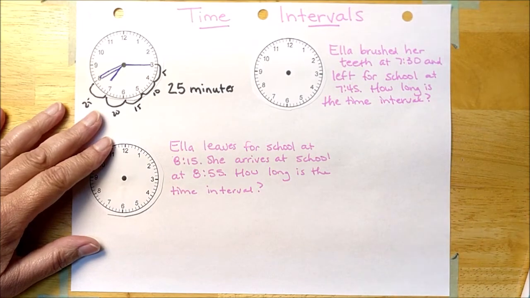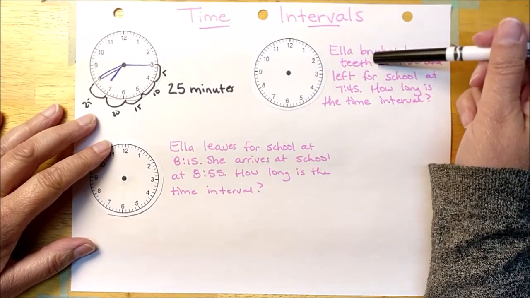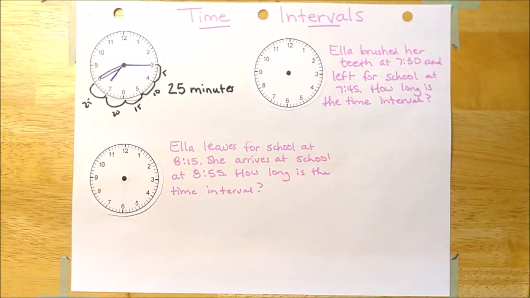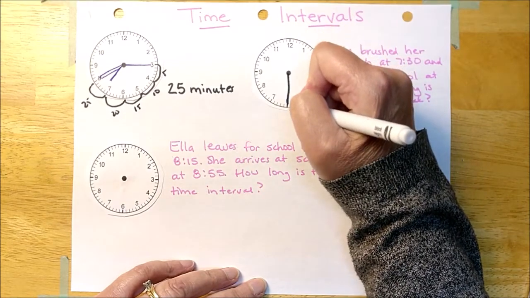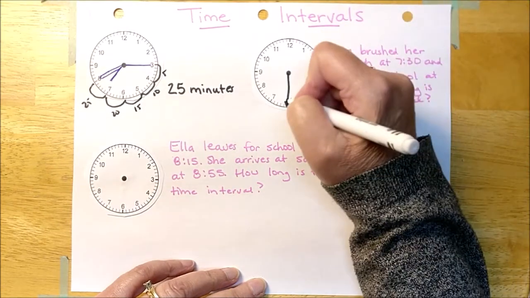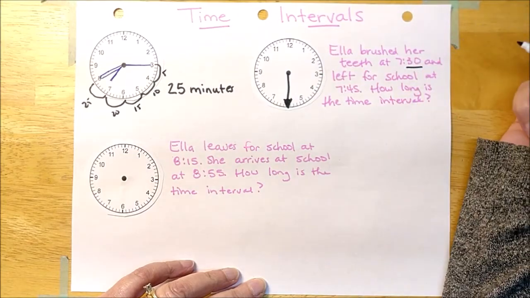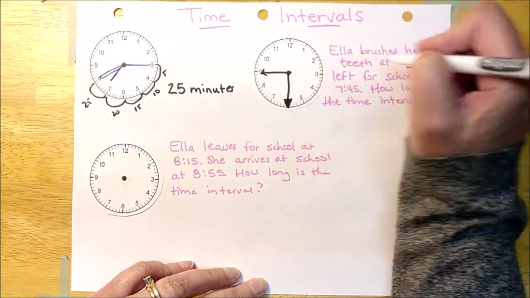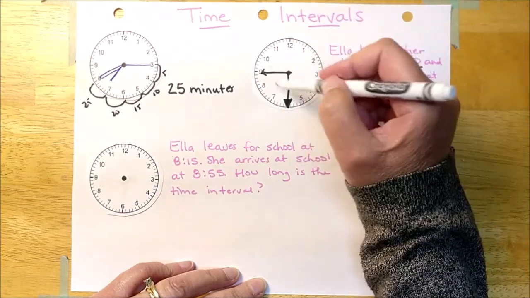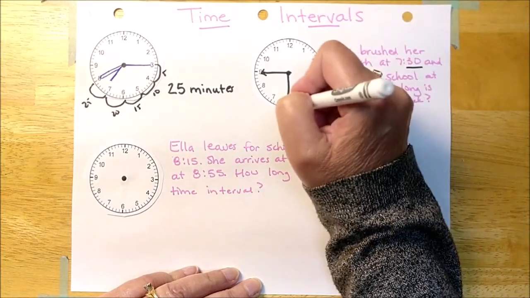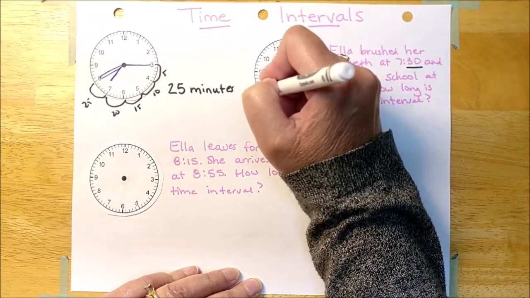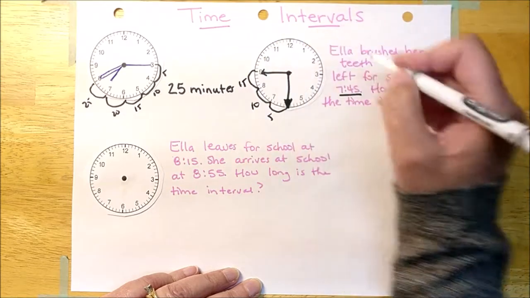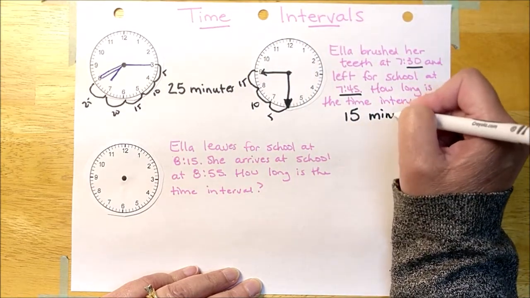I have a couple more questions like that. Ella brushed her teeth at 7:30 and left for school at 7:45. How long is the time interval? I'm going to draw my first minute hand, going to the time she started the activity, and my second one, going to the time she finished, which is the 45. So how long is it in between there? From this number to that number would be 5. From this number to this number, 5, 10, 15. So this would be a 15-minute interval.